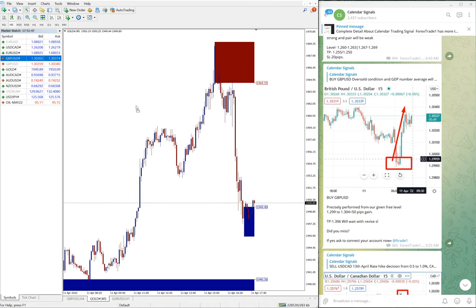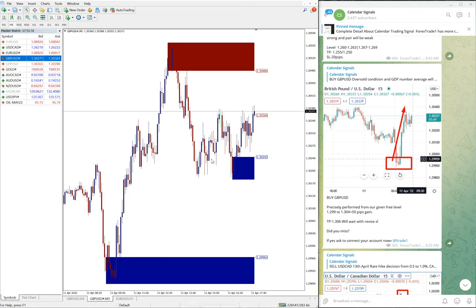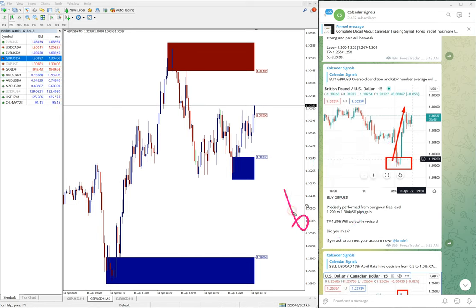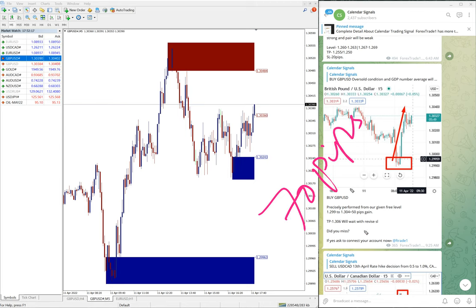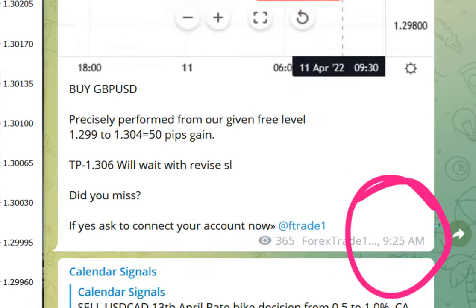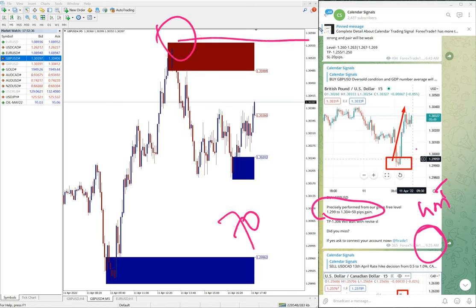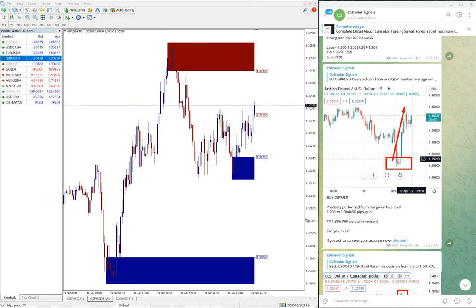First we will see the performance of GBPUSD. Here we gave buy GBPUSD, and GBPUSD performed from 1.2990 till 1.3060, which is about 70 pips gain on the GBPUSD buy signal. When we updated our channel at 9:25 a.m. GMT, the given script was 50 pips in gain. It further moved, and currently it is a 70 pips gain as the high traded near 1.3060.